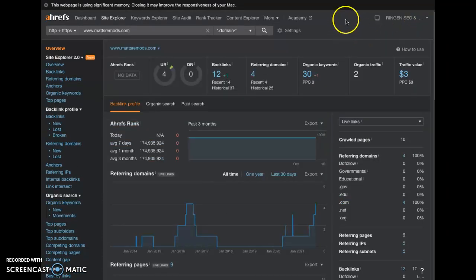So we go and put your site in here. So your UR and DR numbers are pretty low, but that can be easily fixed with backlinks and grabbing those keywords on your homepage, getting 1500 words of content. All of those things play a big role in how Google ranks your website.